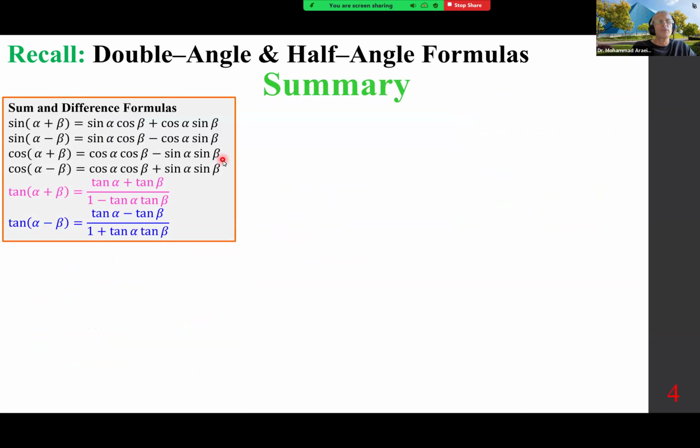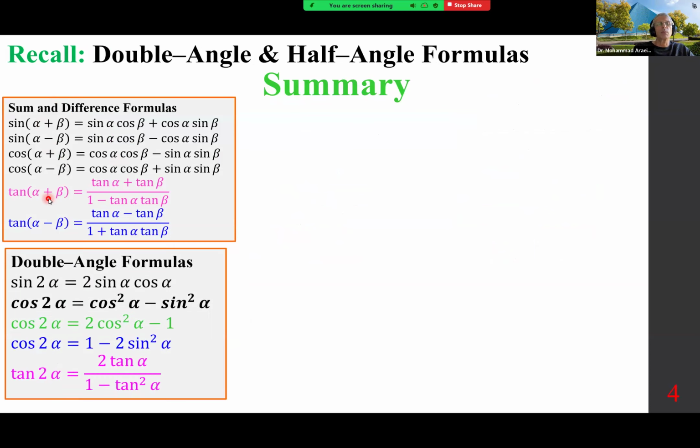We came up with the sum and difference formulas. For example, sine of alpha plus beta is sine of alpha cosine beta plus cosine alpha sine beta. Cosine of alpha plus beta is cosine alpha cosine beta minus sine alpha sine beta. Tan of alpha plus beta is tan of alpha plus tan of beta over 1 minus tan alpha tan beta.